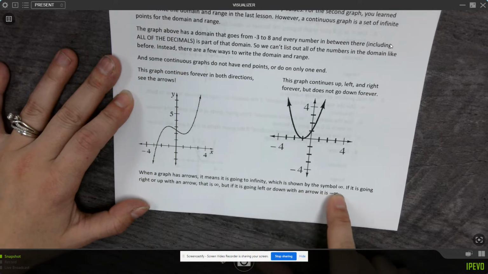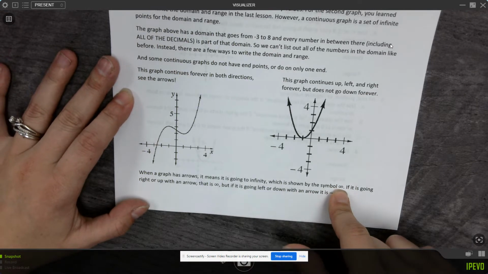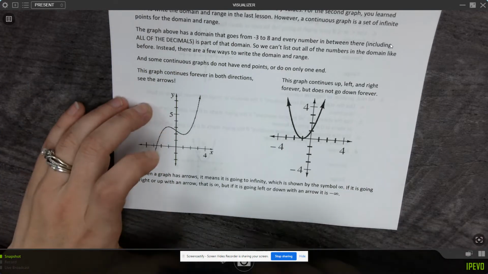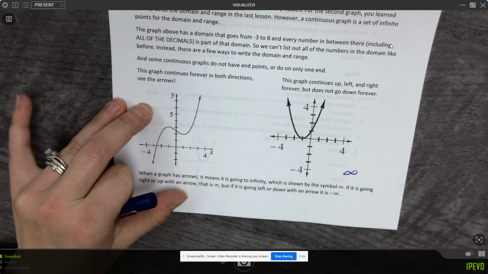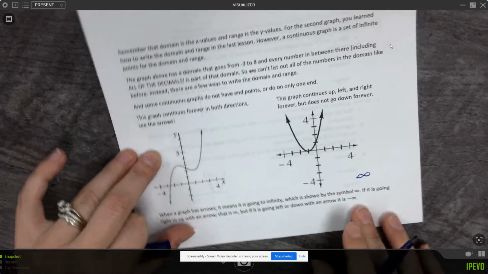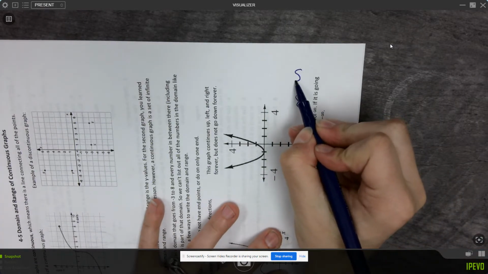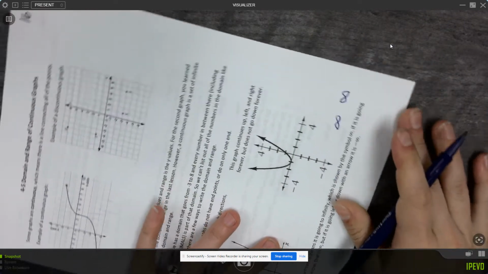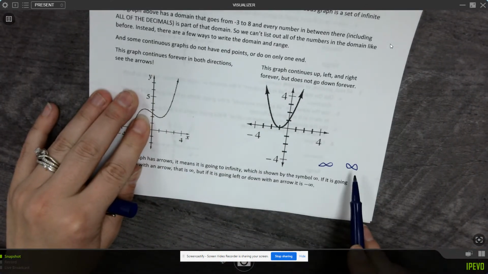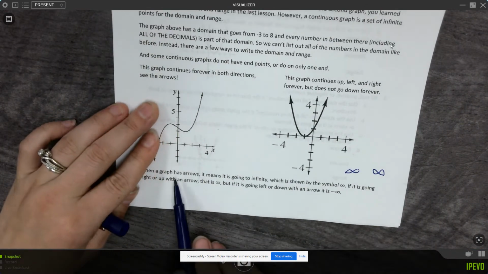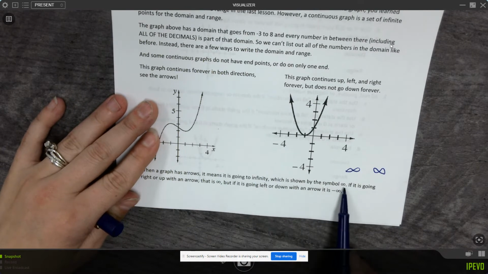And that is shown using this symbol. This is the infinity symbol. It is like a sideways 8. If you can't draw an infinity symbol, here's my infinity symbol. If you can't draw that, turn your paper sideways, draw an 8, and then turn your paper back normal. There's an infinity symbol. Okay? So if your graph has arrows, it goes to infinity. You're going to use your infinity symbol.